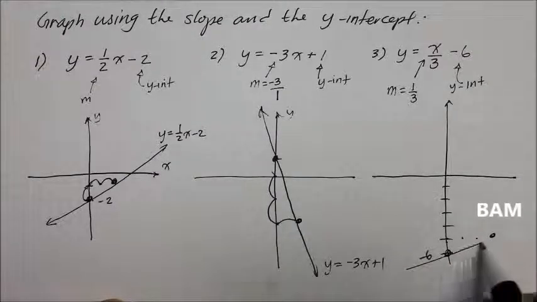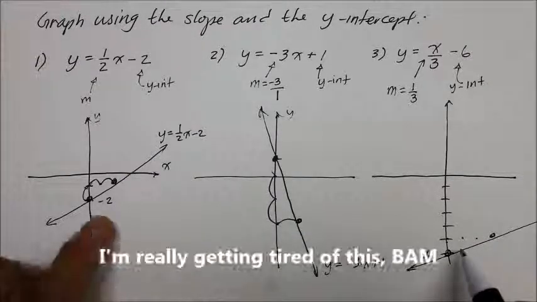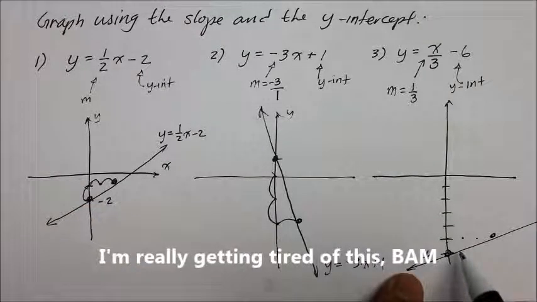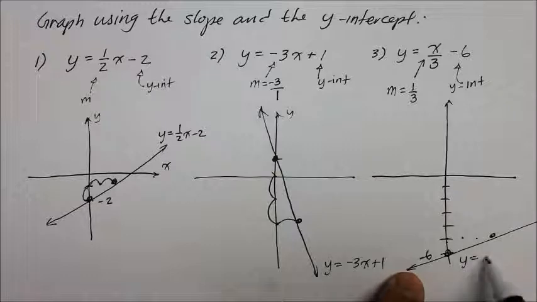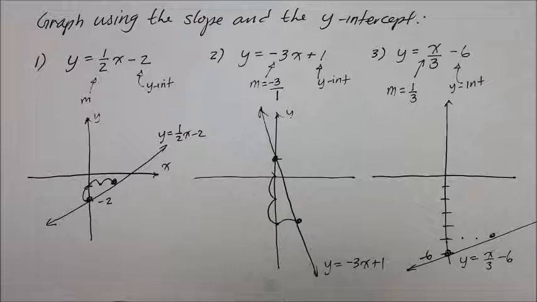So you have a line that's going up from left to right, almost like before. Last time the slope was 1/2. This time it's 1/3. And this line now represents the function y equals x/3 minus 6. How about that, huh? Yeah.